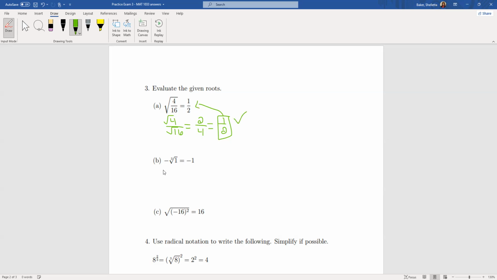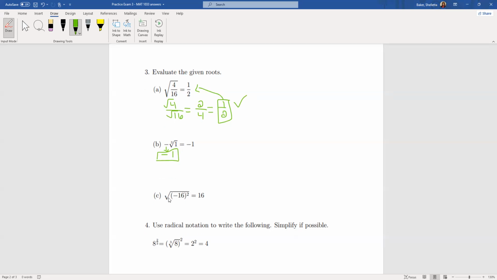And for letter B, we have negative outside, so we have to carry down that negative symbol. And the cubed root of 1 is going to be 1. So our answer would be negative 1. For letter C, we have the square root of negative 16 squared. When we take that negative 16 squared, we get 256. But the square root of 256 gives us 16. This is our answer.